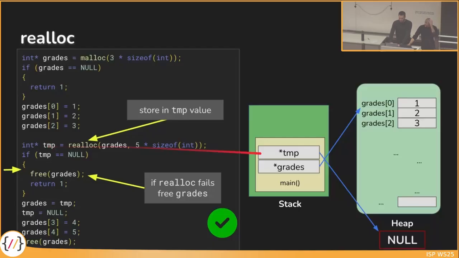And if this is null, only temp points to null, but the old grades pointer is still stored in grades, and then we can also free it here. And this would be the correct solution then to avoid memory leaks in this case.